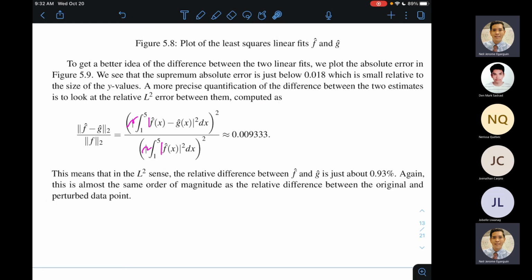Hindi katulad ng polynomial interpolation kanina para kay sine of 2 pi x na nakakuha ko ng isang randomly perturbed set of data na nagbigay sa akin ng malaking change dun sa nakuha kong model. Right? So yon. So ito yung linear least squares fit.